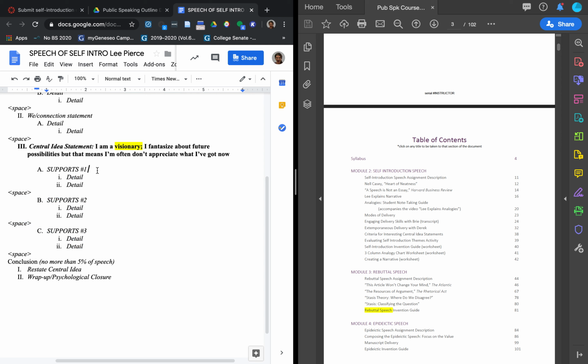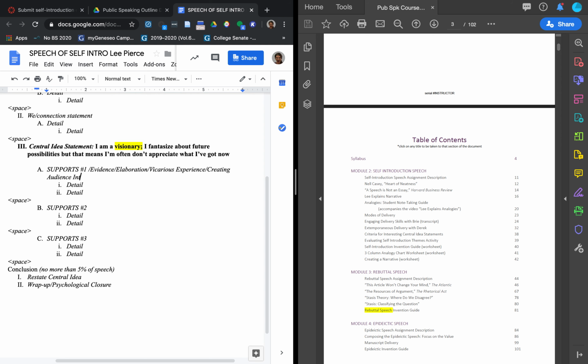Here's the deal. Another word for supports, it's an acronym that I use. You could also call this evidence. You could also call it elaboration. You could also call it vicarious experience. You could also call it creating audience intrigue. You could also call it adding depth to the central idea, whatever you want to call it.